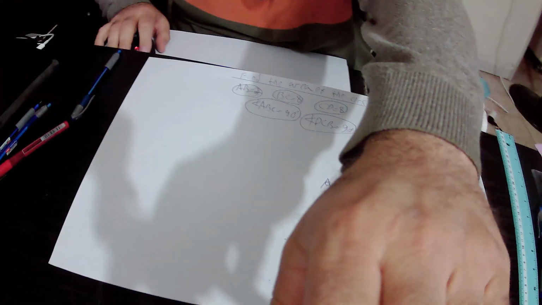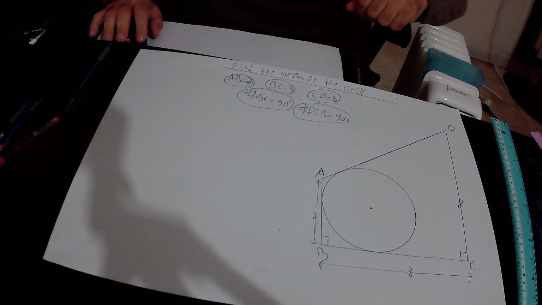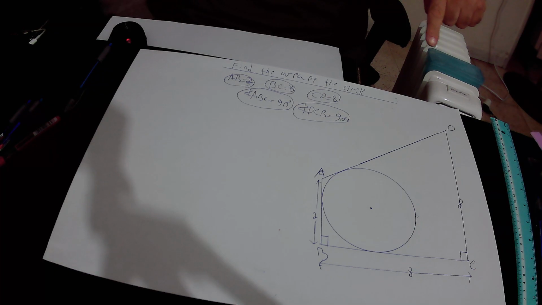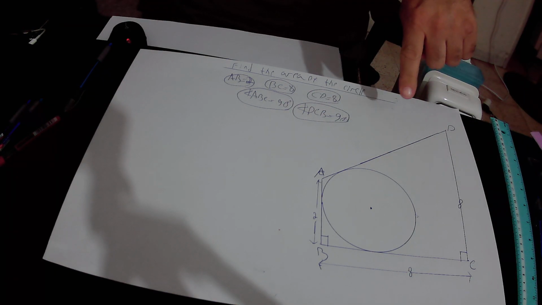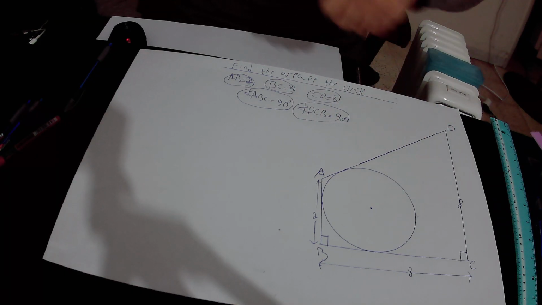Hello, in this lecture we'll find out the area of the circle. In the drawing we have quadrilateral ABCD. Inside this quadrilateral we have this circle.